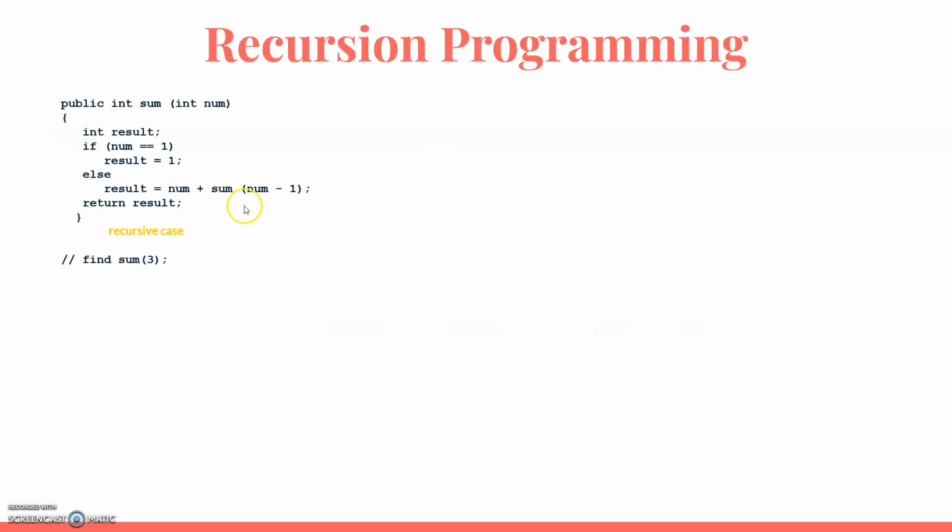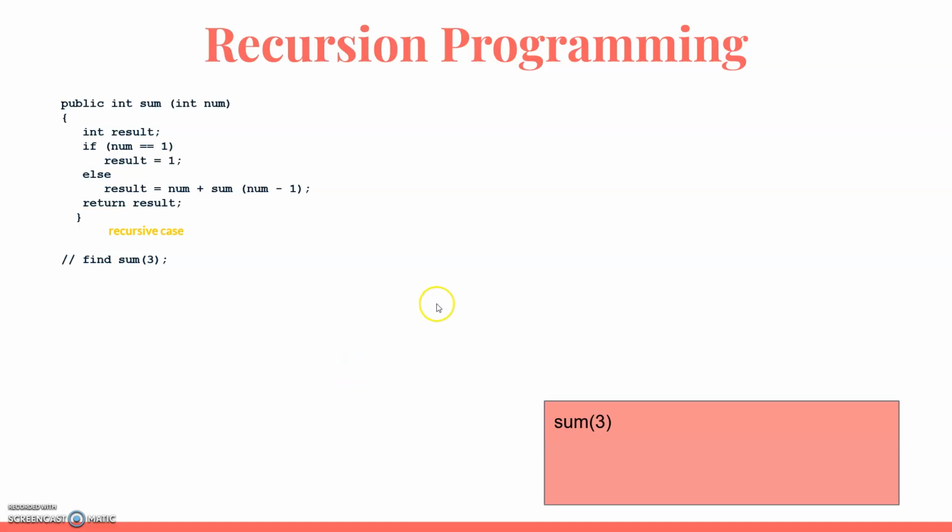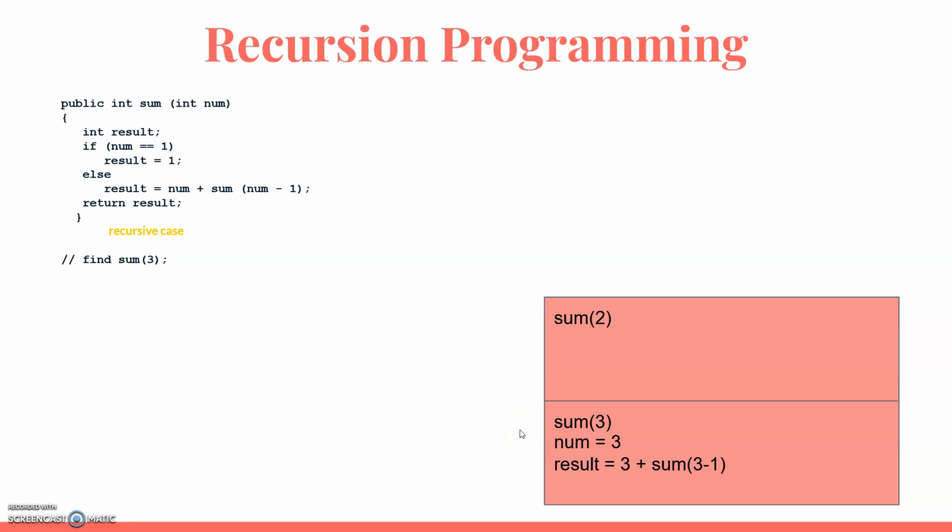So when we look at this, we're going to see how that builds up. Here's that exact same code with the recursive case and the base case labeled, and we're going to look at finding the sum of 3. What happens when we call the function with sum 3? Number will be set equal to 3, and in this if-else, it's going to end up in the else, and result will be equal to 3 plus sum of 3 minus 1, which is 2.